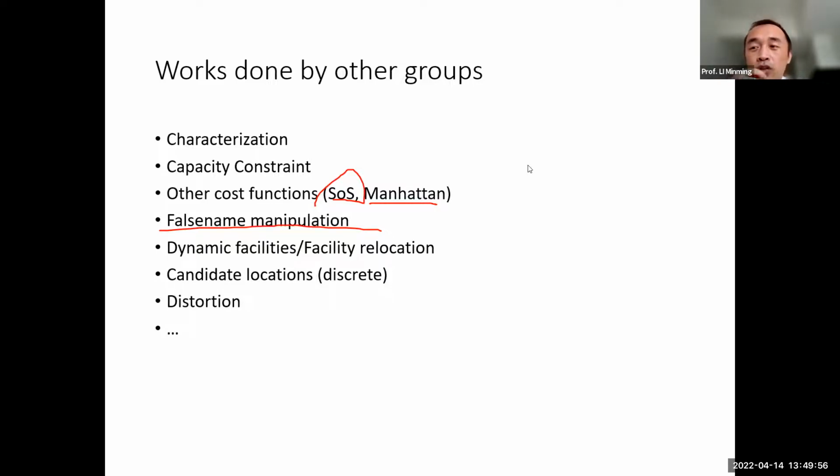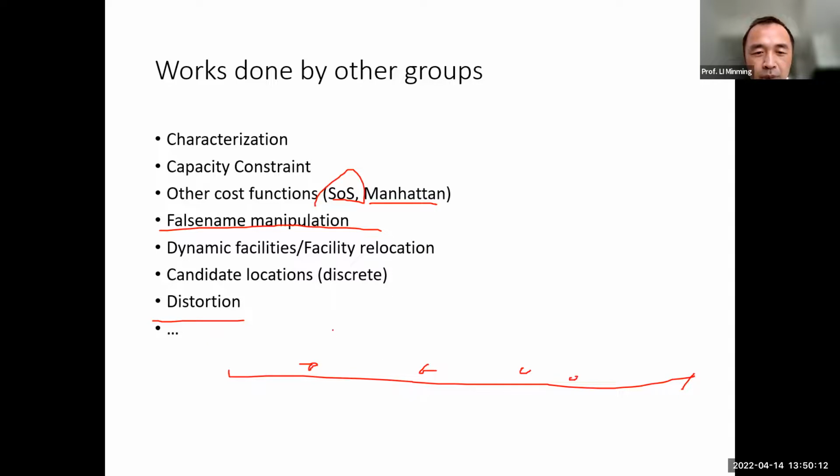Well, here we are not talking about misreport. For distortion, we do not talk about misreport. Everybody tells the truth. They just tell you the order in which they like the facility positions. So there are several candidate positions here, here, here, here. And one person says, I like this one best, this one next, and then this one. Imperfect information, yes, it's imperfect information. But what's the goal here? What can we do here?